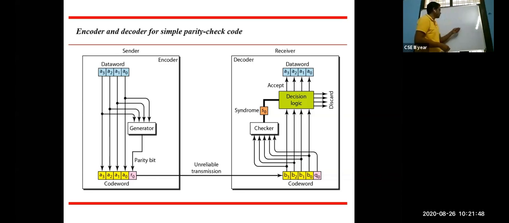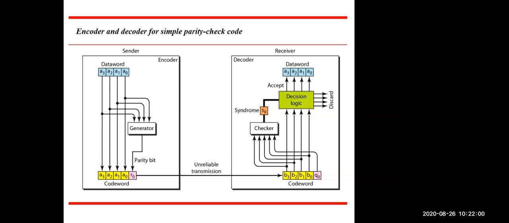So what does the checker do here? It should generate a syndrome. How is the syndrome generated? The same thing again. 1 is added with this 1. What is the answer? 0. Modulo 2 addition always.